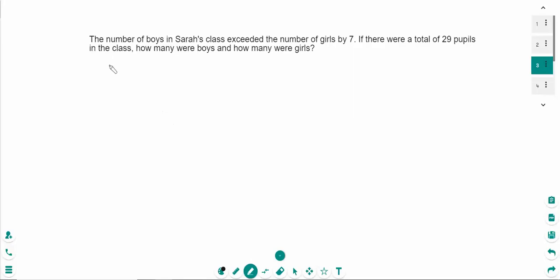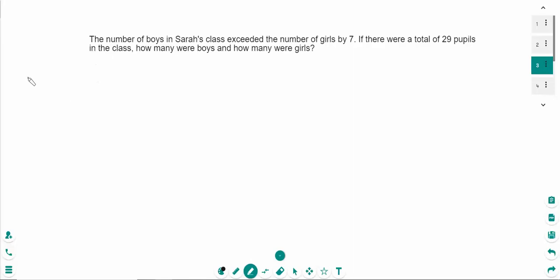All right, so it says the number of boys in Sarah's class exceeded the number of girls by 7. If there were a total of 29 pupils in the class, how many were boys and how many were girls? All right, so we have boys and girls. So this one should be really easy.